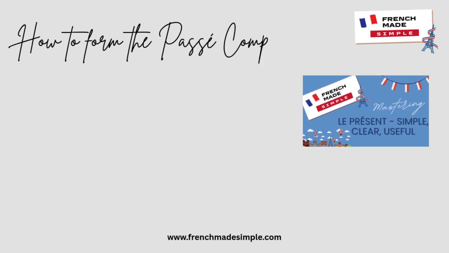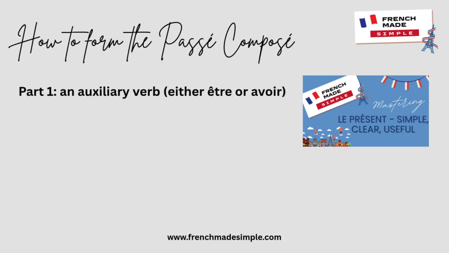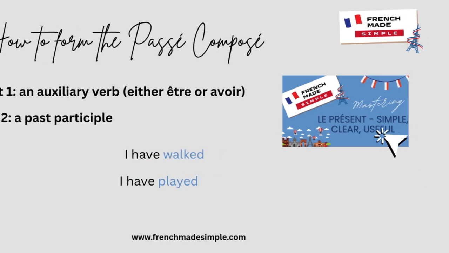Okay, let's break down how to form the passé composé step by step. This tense is made up of two parts. An auxiliary verb, either être or avoir, which we've learned how to conjugate in the previous video, le présent de l'indicatif, or the present tense in French. And the second part is the past participle. That's the equivalent of ed in English, like walked or played.